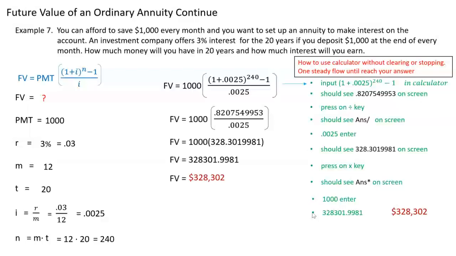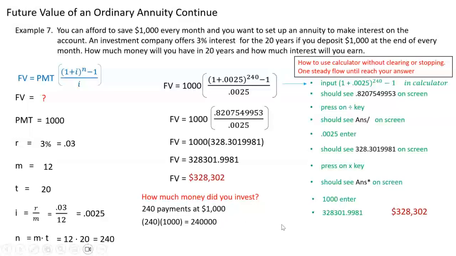Okay, but let's say how much money did you earn in interest, or how much money did you actually pay? And then we subtract that from the future value. So really, guys, this is how much money came from your pocket. Right, there were 240 payments for $1,000 each, right? So it'll be 240,000.